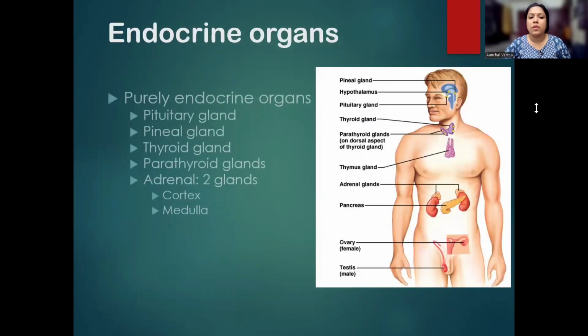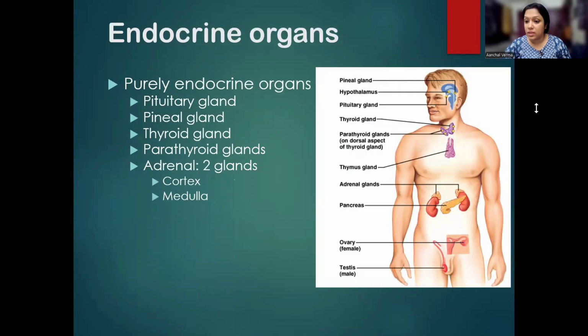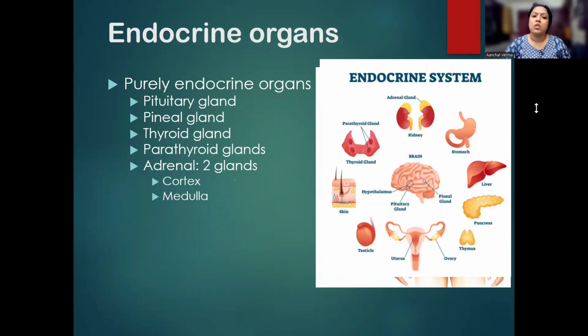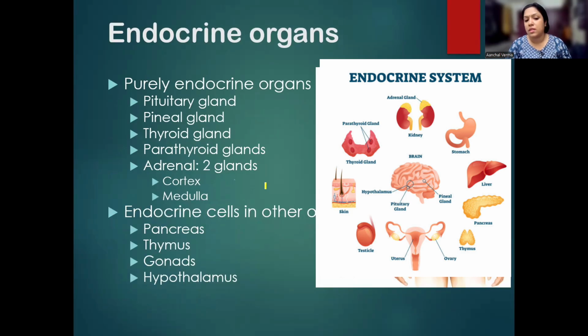Now let us talk about the endocrine glands that we are going to study in our standard 10 syllabus. It is also similar in standard 8. So the pure endocrine organs are pituitary, pineal, thyroid, parathyroid, adrenal glands, and endocrine cells in other glands. The pancreas is a dual gland; it has both endocrine and exocrine function. Thymus generally disintegrates with puberty. Gonads have mixed hormones, including steroid hormones, right? And the hypothalamus is not only a gland, it has other functions also.